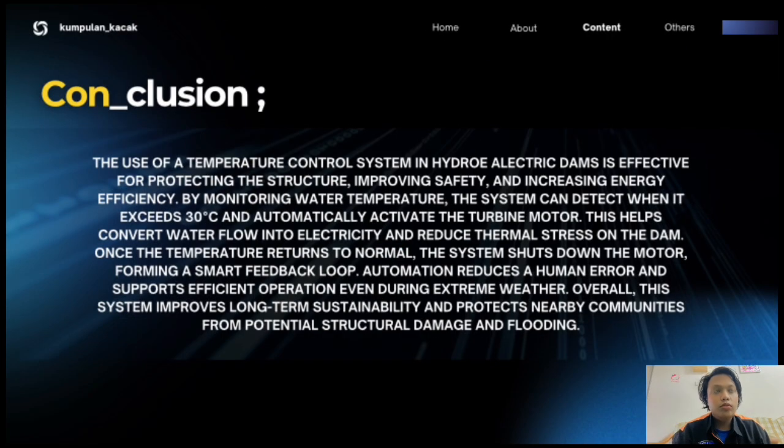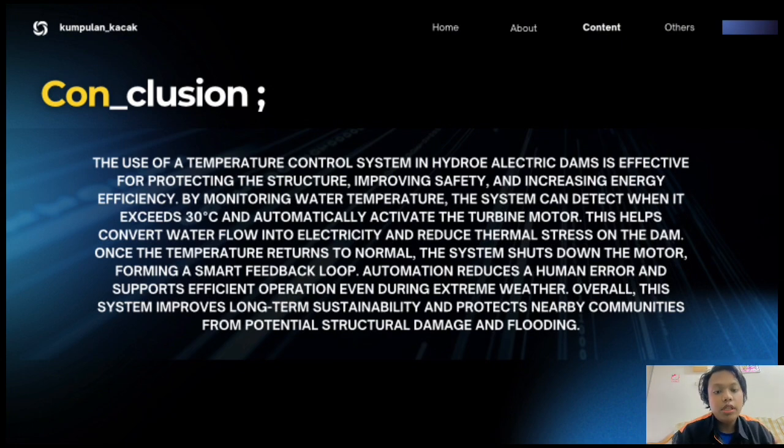So now I would like to do a conclusion. Okay, for the conclusion, the use of a temperature control system in a hydraulic dam is highly effective for protecting the structural integrity of the dam, enhancing operational safety and increasing overall energy efficiency. By continuously monitoring the water temperature, the system can detect when it exceeds a critical threshold, typically 30 Celsius, and automatically activate the turbine motor.